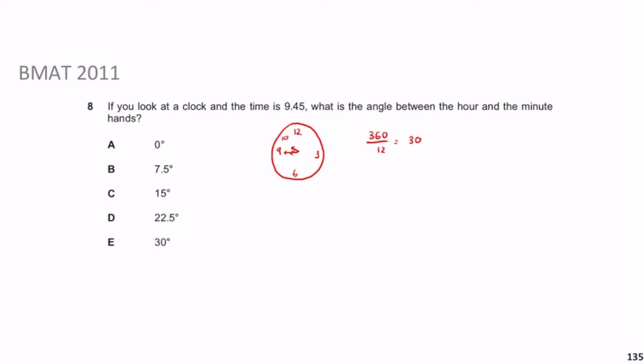But we want to work out the angle from 9 to 3/4 of the way through to 10. So we need to multiply this by 3/4. If we divide 30 by 4, it's going to be 7.5. And then we just have to times that by 3. 7 times 3 is 21, and 0.5 times 3 is going to be 1.5. And that gives us 22.5. So hopefully, guys, you can see that in this question, the answer would be D.